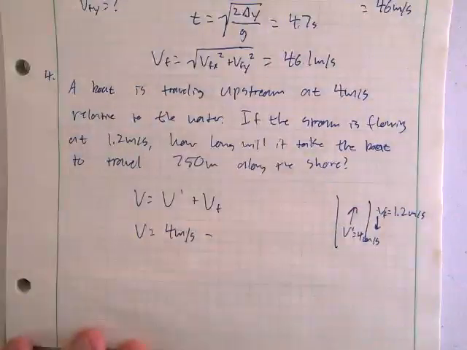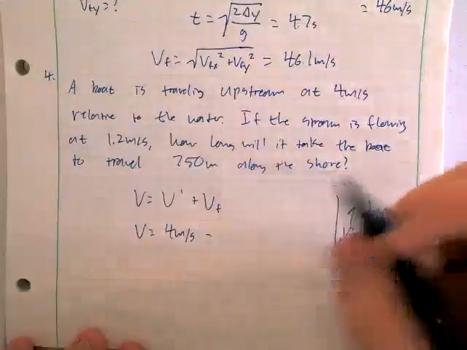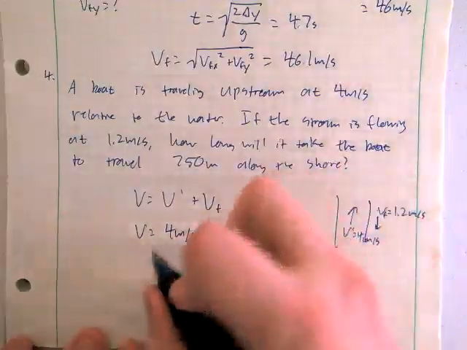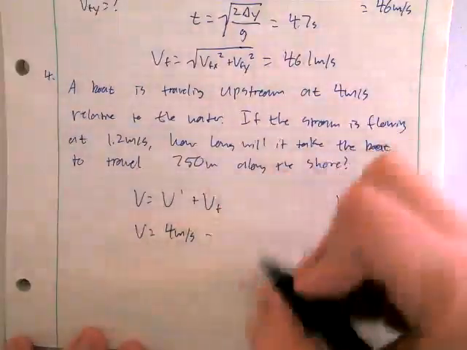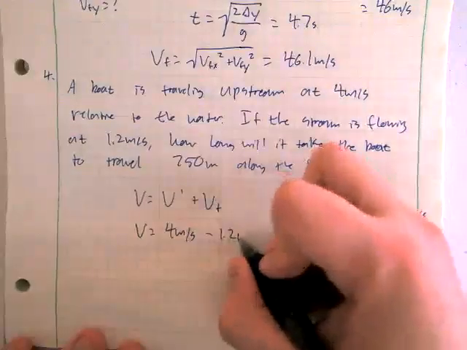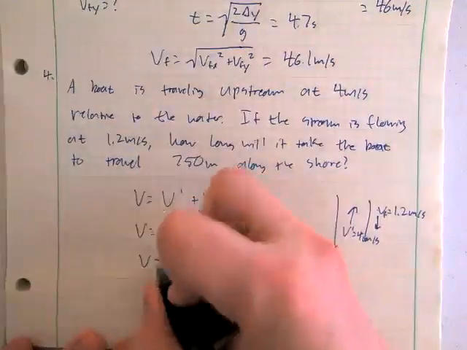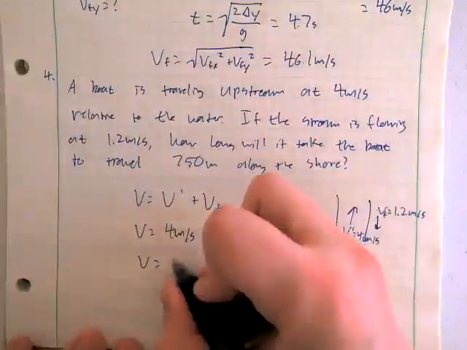So we're just going upstream, so it's just going straight back from us. So this is even easier than some of the homework problems that we had. We just have this one-dimensional case here. We don't need to worry about the x and y directions. We just have this one direction that we're going to worry about. So we have 4 meters per second minus 1.2 meters per second.